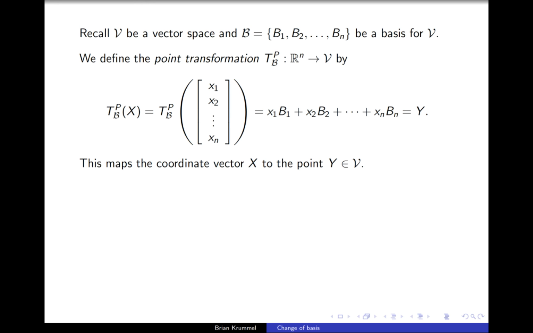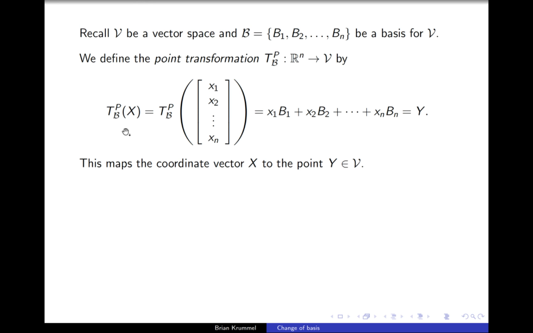Now, the difference here is we want what's known as a point transformation, which maps from Rn, that's the coordinates, to the points in V. And since V is a general vector space, this point transformation is no longer represented by a matrix. It's just a linear transformation.